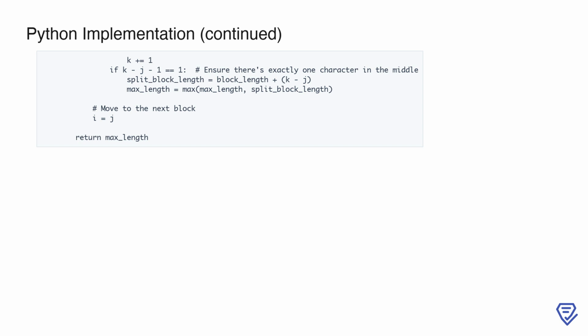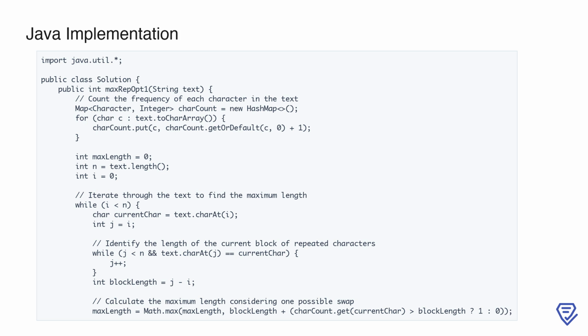If this condition holds true, it means we have a split block, and we calculate its potential maximum length as block_length plus k minus j, which combines the lengths of the two segments and includes the single different character. This value is then compared with max_length, and the maximum is updated accordingly. Finally, we move the pointer i to j, effectively skipping over the current block, and continue the process for the next segment of the string. Once the loop completes, we return max_length, which holds the length of the longest repeated character substring achievable with at most one swap.